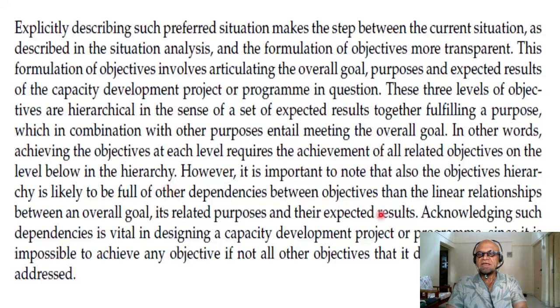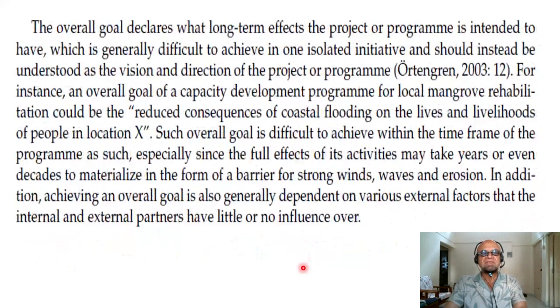However, it's important to note that the objectives hierarchy is also likely to be full of other dependencies between objectives than the linear relationship between an overall goal and its related purposes and their expected results. So the tree obviously has many branches and sub-branches in that sense. Acknowledging such dependencies is vital in designing a capacity development project or a program, since it is impossible to achieve any objective at all if not all other objectives that it depends on are equally addressed. So all the interdependencies and their feedbacks must be considered.